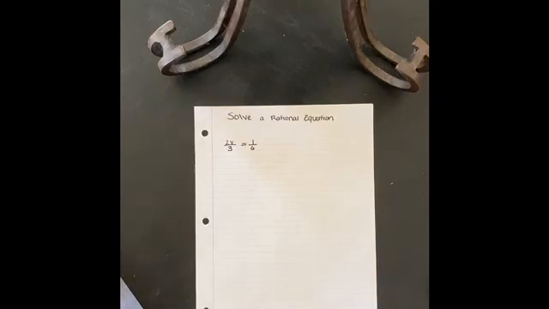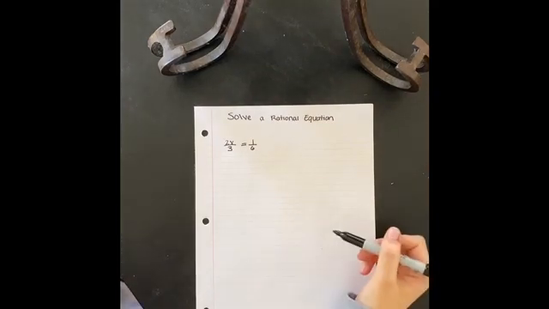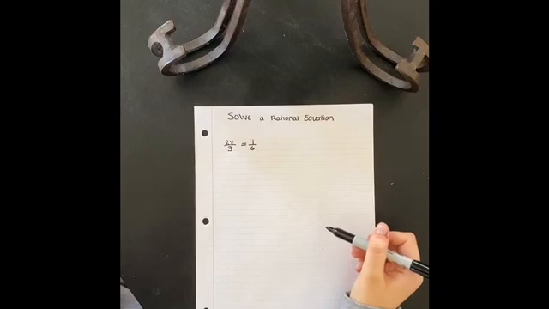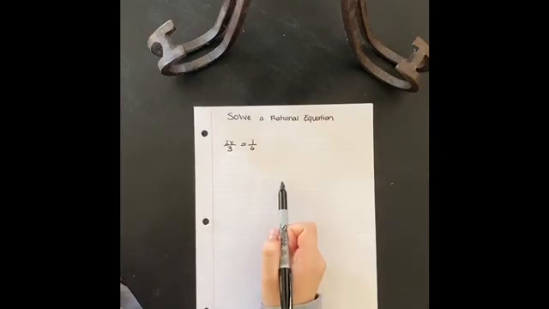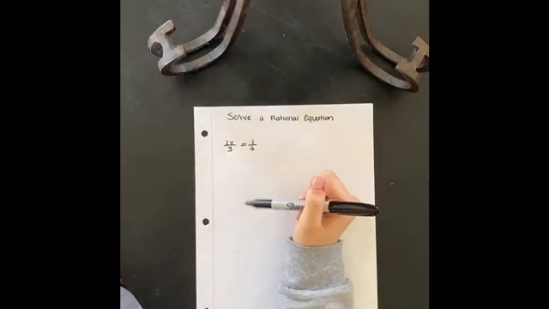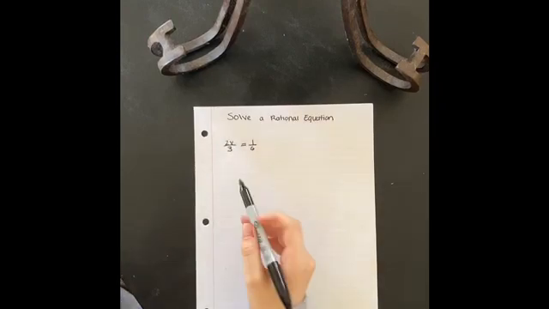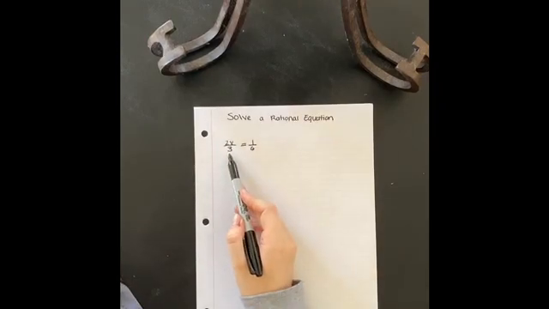Okay, so lastly, I'm going to show you how to solve a rational equation. So this is our equation, 2x over 3 equals 1 over 6. So like any other rational equation, you want to make sure that the denominators are the same. So we're going to keep this equation the same, and we're going to alter that one. So we know that 3 times 2 equals 6.